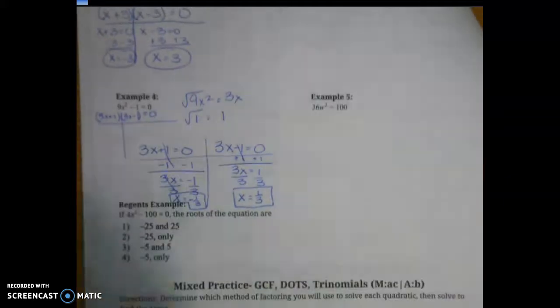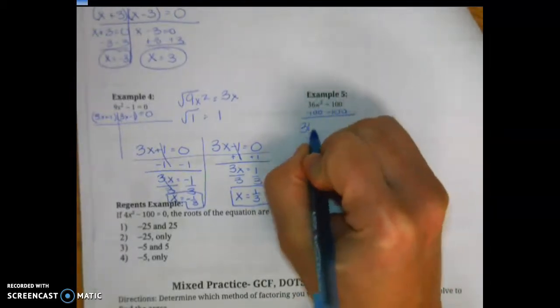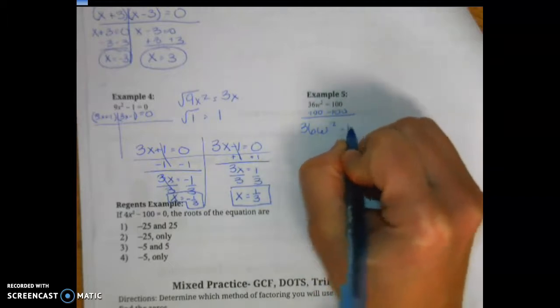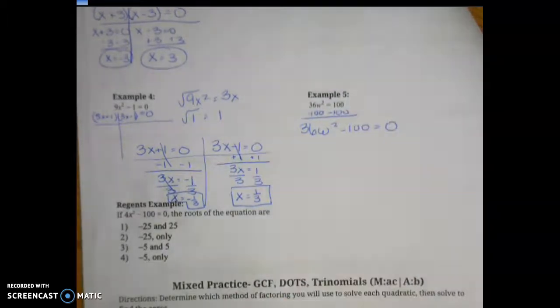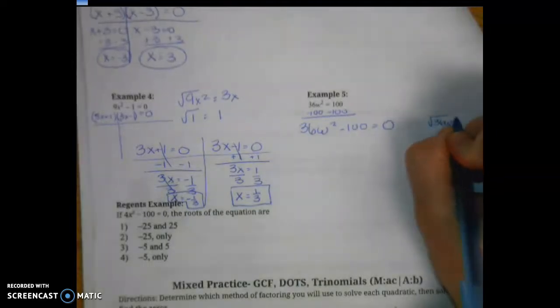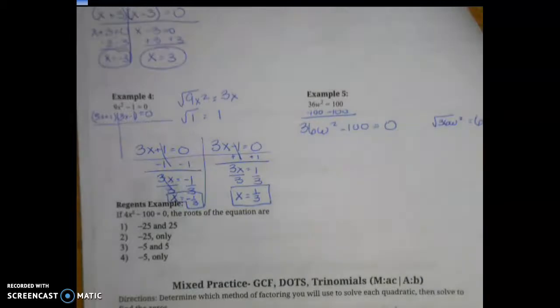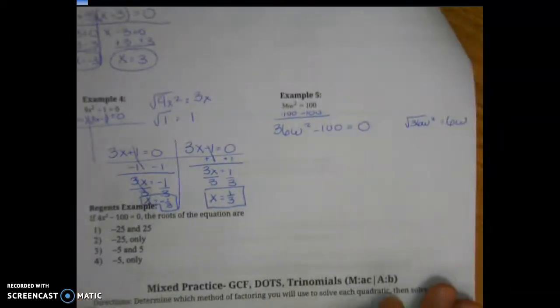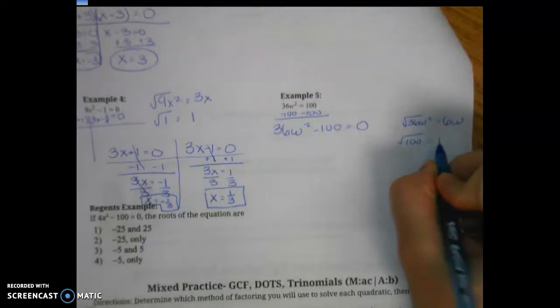Okay, so for number 5, it's not set equal to 0. I'm going to subtract 100 from both sides to get it set equal to 0. So I'll have 36w squared minus 100 equals 0. And now I have the difference of two squares. So I'm going to take the square root of both terms. So 36w squared, when I take the square root, is 6w. I think that's out of the window. There you go. And then the square root of 100 is 10.